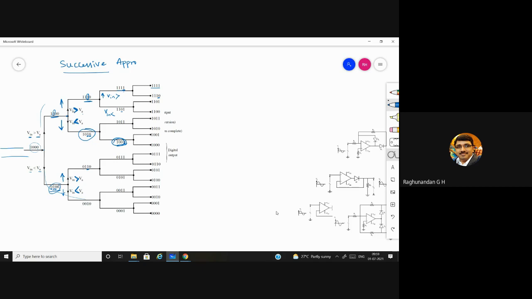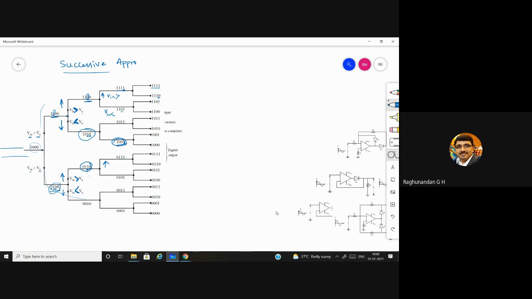Coming to this 0 1 1 0, we are having again the comparison here. This upper branch indicates that the present value whatever we have obtained is lesser compared to the input value. So that's why we are going to make the next bit also as 1. If the converted value is greater than the input value, then the latest bit which we made as 1, that will be made as 0, and the next bit will be made as 1. So this is the process which we are going to do.